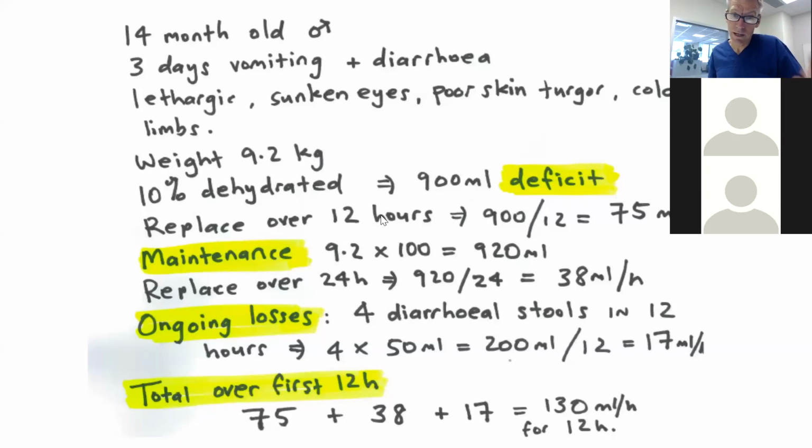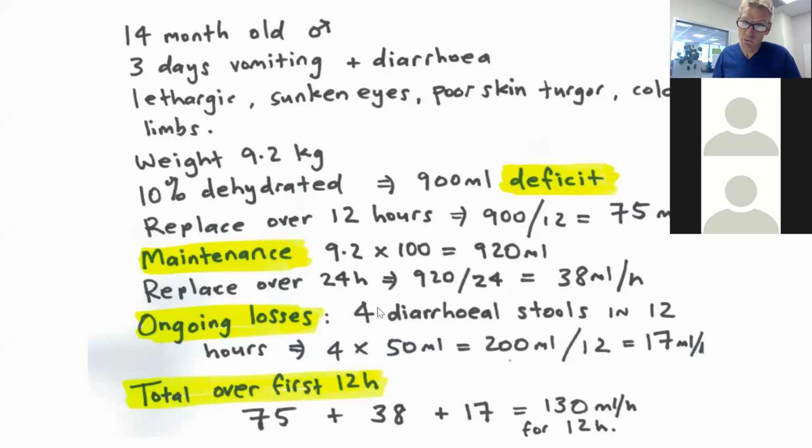So if you replace that over 12 hours, then 900 divided by 12 is 75 mils an hour. That child's maintenance, 9.2 kilos times 100 mils for the first 10 kilos, so it's 920 mils. And if you replace that over 24 hours, remember that's the replacement for a 24-hour period, then their replacement will be 920 divided by 24, which is 38 mils an hour. That's the maintenance. The deficit was 75, the maintenance was 38.